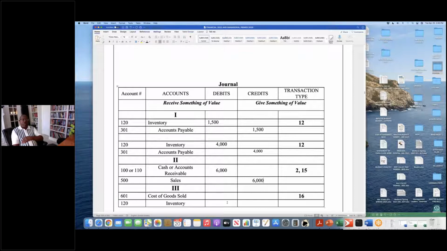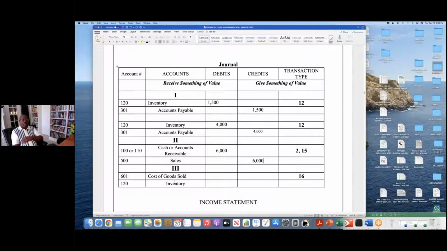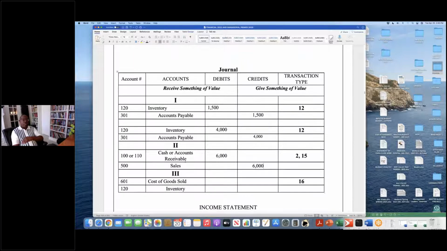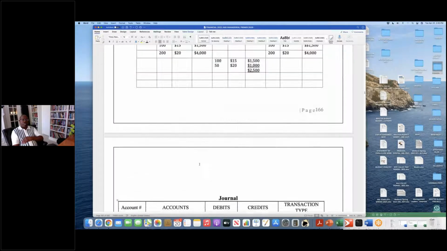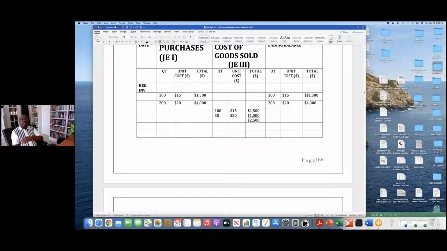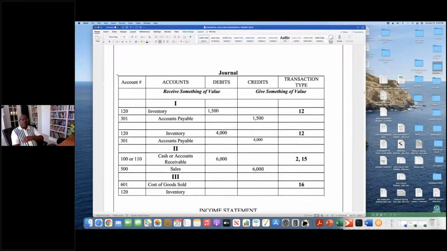Now we got to make journal entry 3 where we debit cost of goods sold and credit inventory. We've got to make the type 3 journal entry of inventories. And that's where we come in here and we see, okay, we go to this middle column. So that's the purpose of the middle column, to give us the amount that goes in that journal entry. That's going to be 2,500.